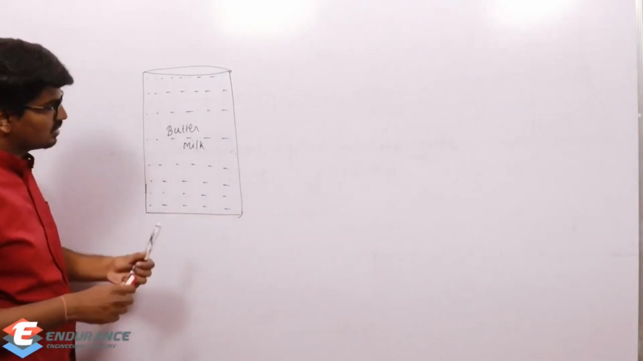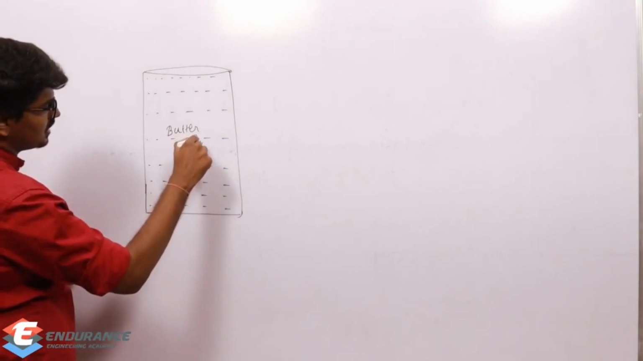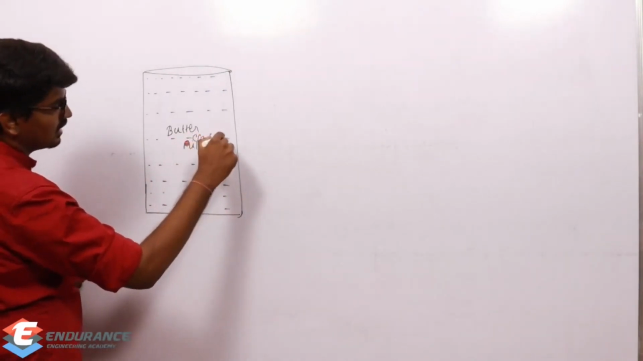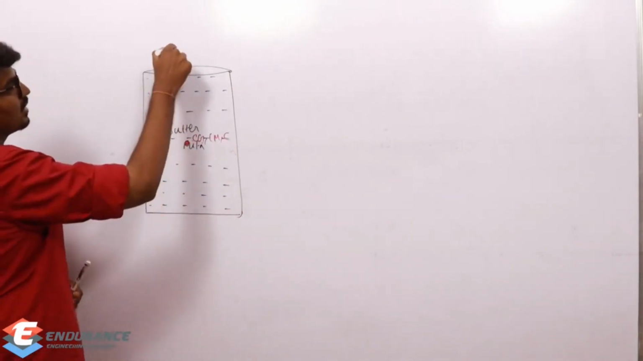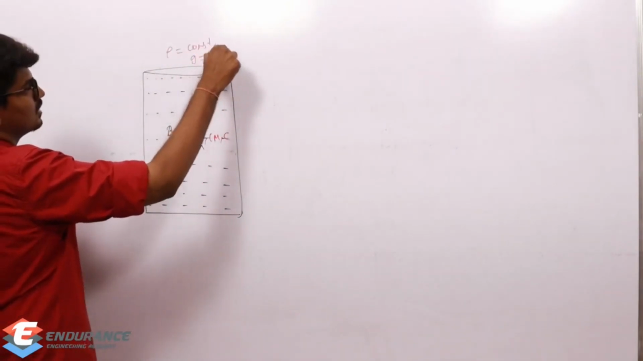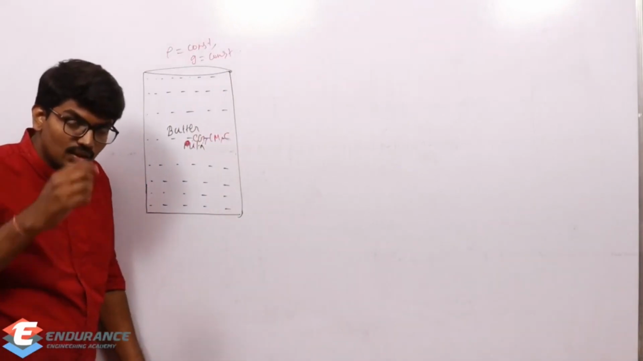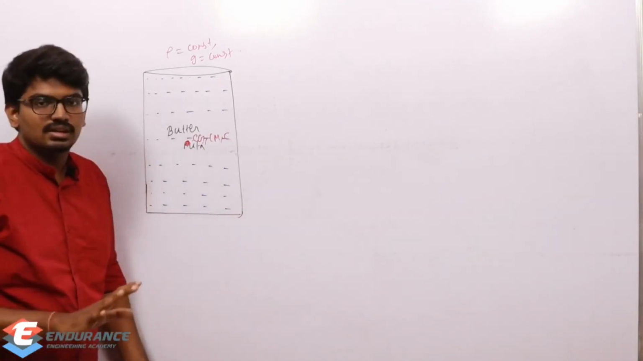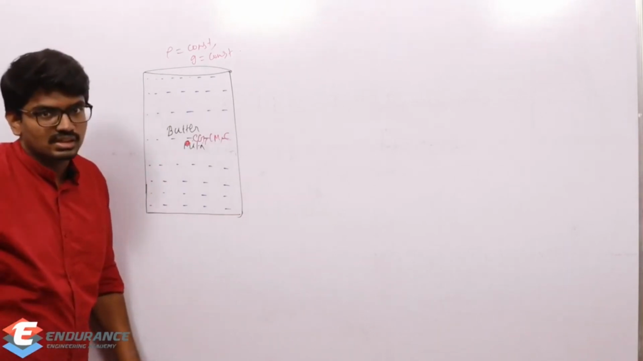You can just assume it is somewhere here. CG, CM, and centroid C, all three are the same. Why is it happening? Because the density is constant and the acceleration due to gravity is also constant. So center of gravity, center of mass, and centroid are all the same, and they will be at the geometric center of this particular figure. If it is a cylinder, it will be exactly at the center of the cylinder.